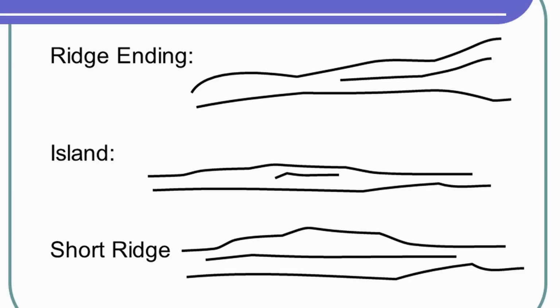And another one is ridge ending, because here you can see the ridge starts and ends abruptly, that's why we call it a ridge ending. And an island, because two ridges are formed and between them there is one very minute island, that's why we call it island minutiae. Another is short ridges. Here you can see one ridge forming, another one forming, and in between there is one line, so it's a short ridge.